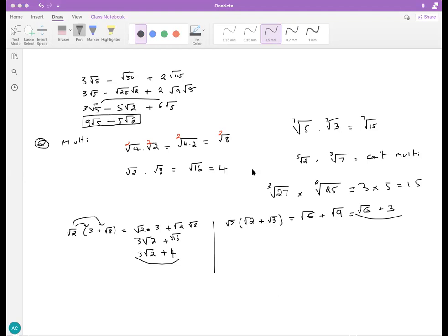Now we're going to see how to multiply radicals. You may have 2 radicals, multiply 2 radicals. And we're going to see how to multiply and simplify them.